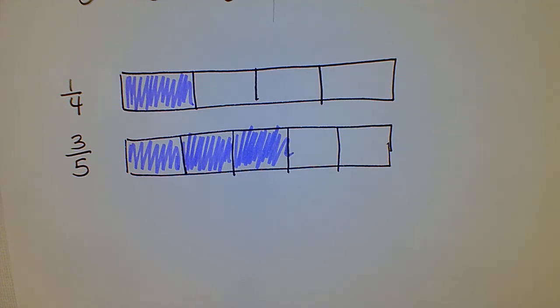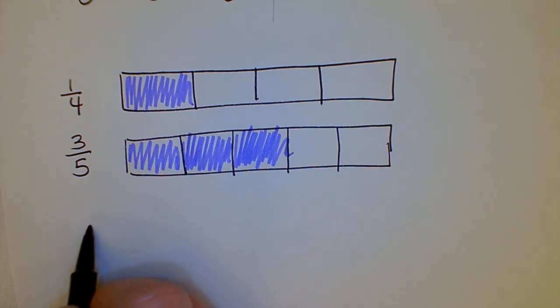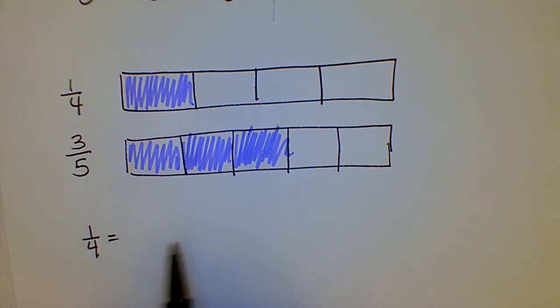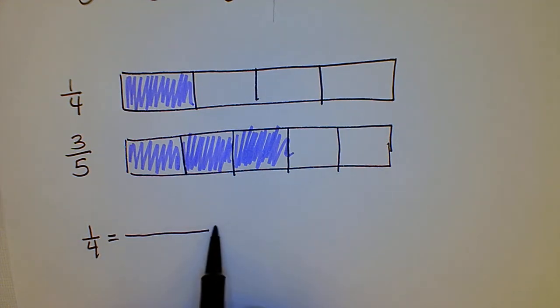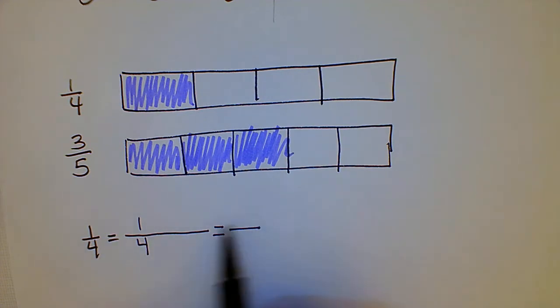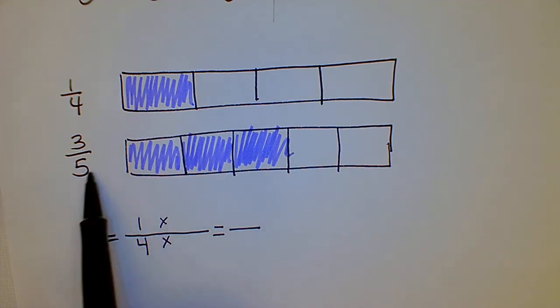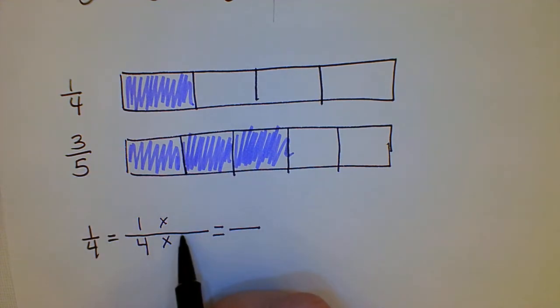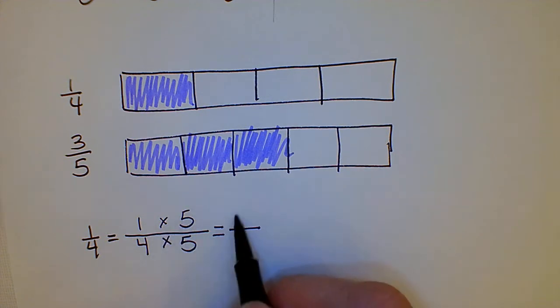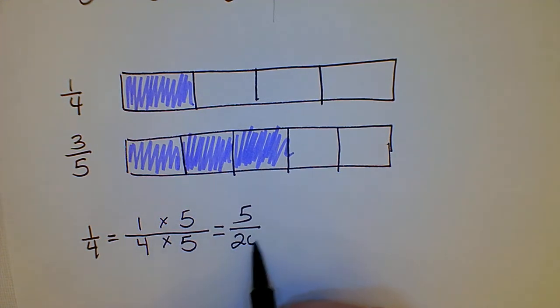Okay, so let's take 1 fourth, and let's decompose that so we can get a common denominator. So I'm going to take 1 fourth, and I'm going to multiply it. What am I going to multiply it by? The other fraction's denominator, which is 5. And whatever I do on the bottom, I have to do on the top. 1 times 5 is 5. 4 times 5 is 20.